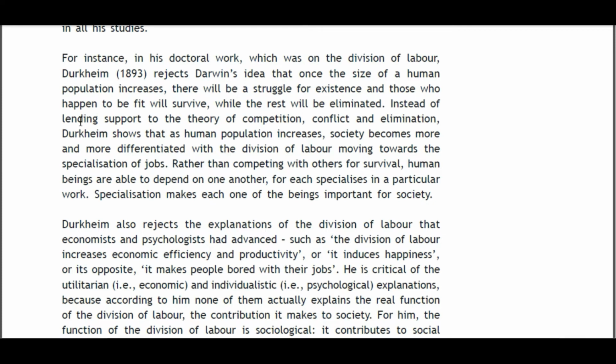Instead of lending support to the theory of competition, conflict and elimination, Durkheim shows that as human population increases, society becomes more and more differentiated, with the division of labor moving towards the specialization of jobs rather than competing with others for survival. Human beings are able to depend on one another, for each specializes in a particular work. Specialization makes each one of them important for the society.